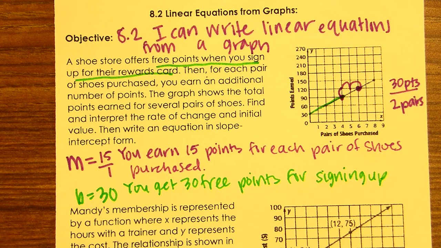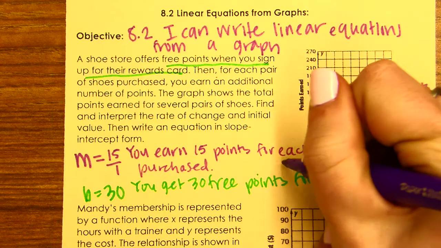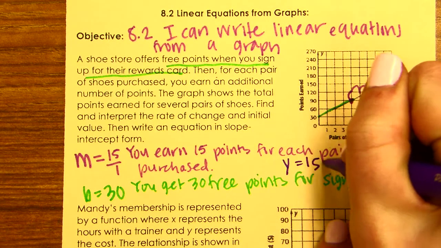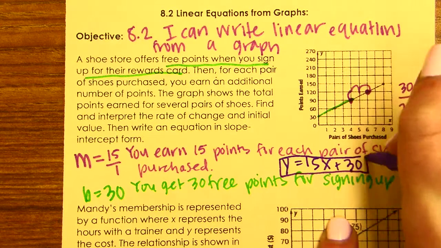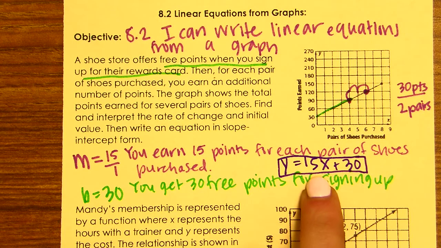Now I also need to write an equation in slope-intercept form for the situation. So my equation for this first example is y equals 15x plus 30. And this is what you're going to submit when you submit the assignment, this equation right here.